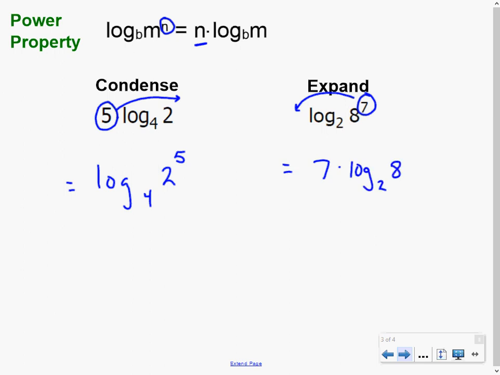Now, the reason that we are bothering with these properties is we're going to be moving soon into logarithmic equations, and you need to be able to manipulate each side of the equation, get things condensed before we can start solving. So that is it for this video.